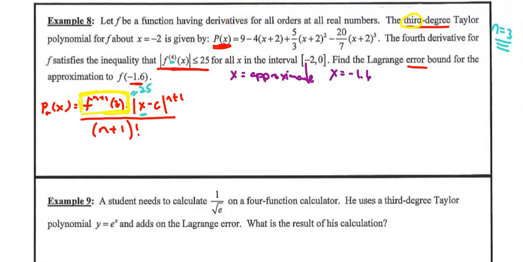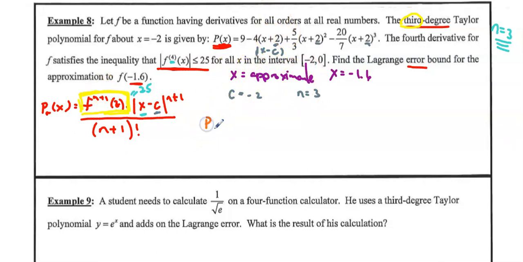And then our c here is going to be where we're centering our polynomial. So there are a lot of ways they can give us this, but in this case, they actually give it to us. Now remember that the formula is x minus c when we're looking at the Taylor series, so our c is actually -2, right? And then the n that we're looking for in this case is going to be equal to 3. So we actually have everything that we need to find this error.